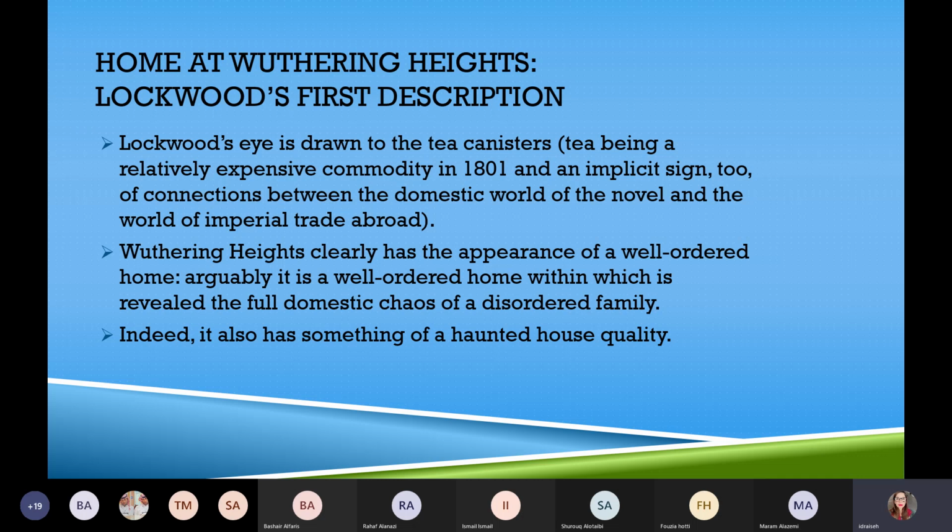Also, Lockwood mentions tea in the very first chapter. Tea was considered an expensive commodity that they brought to England all the way from India. When Lockwood mentions tea, it's a good emblem to keep in mind the connection of England with the colonial world.